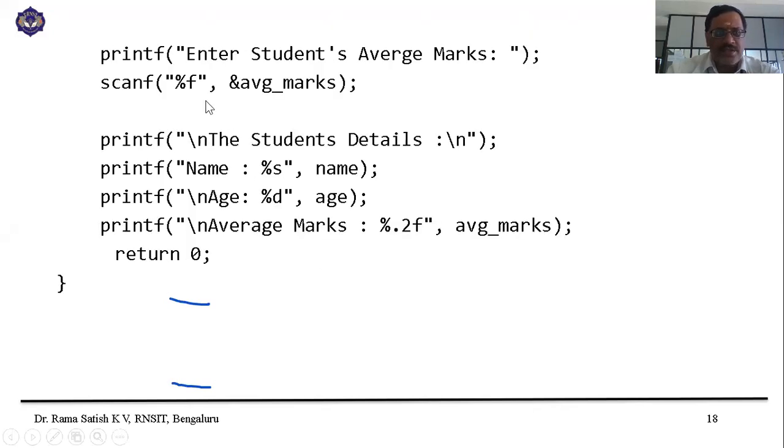And here %f is a float. After reading, all these values are stored in the variables, and from the variables you display them. While displaying also, %s is name, %d is age, and for %f there is a modifier, %.2f. That means even if you have given more decimal values, it will take only two decimals after the point.